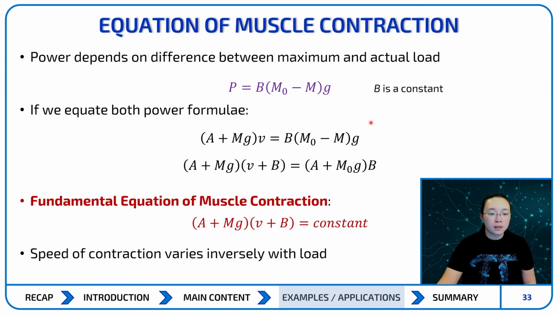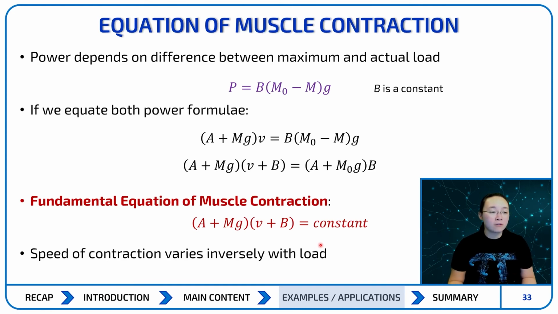And we have Hill's new depiction of power, which is B times m naught minus m times g. If you rearrange this equation, you can find a way to push all of the constants to one side over here. Once you do, you have (A plus mg) times (V plus B) is equal to a constant. And that in itself is called the fundamental equation of muscle contraction.